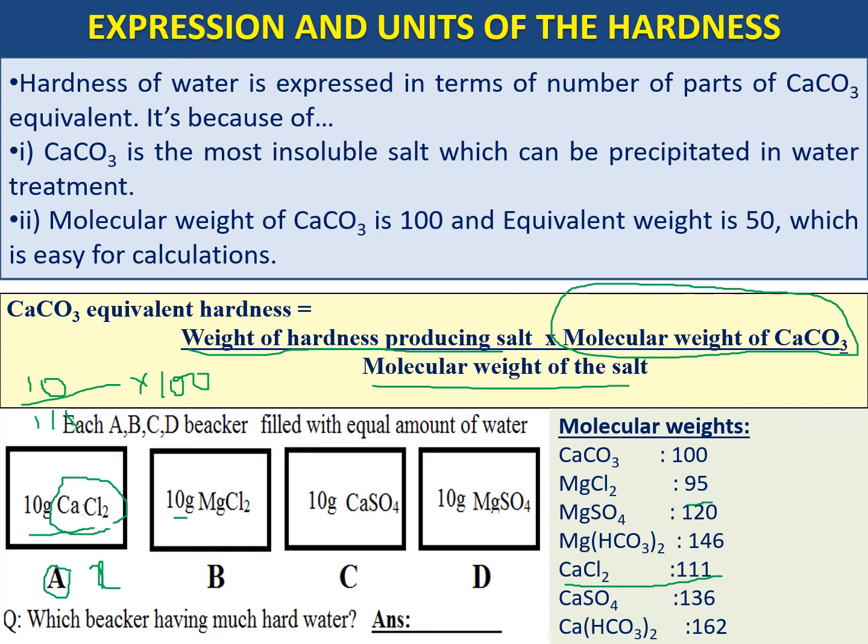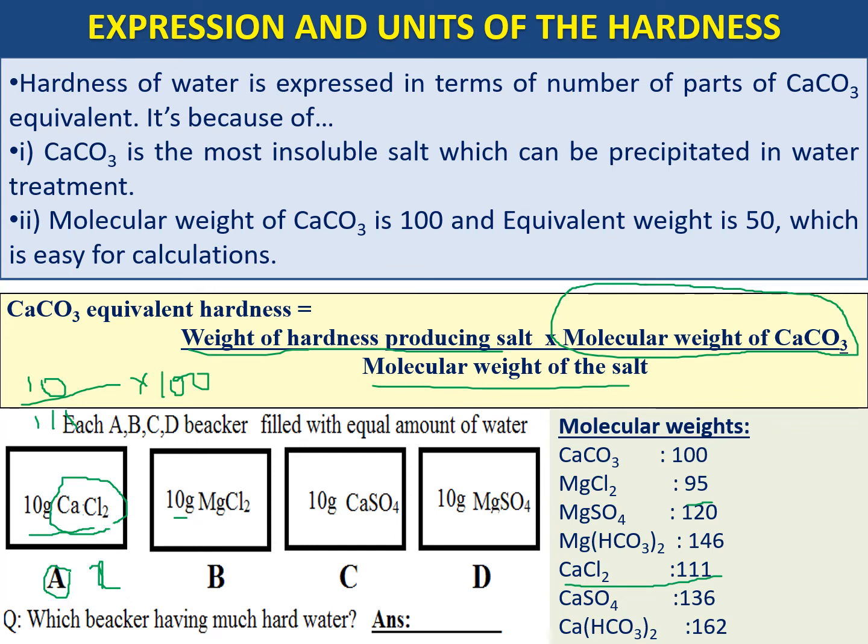So you need to convert the hardness of different salts into a single salt, that is called CaCO3 equivalent hardness. Why do we have to convert all hardness into CaCO3 hardness? Why take CaCO3 as the reference? For calculation purposes, its molecular weight is 100, so it is very easy to calculate. And next, in the experimental session, CaCO3 is the most insoluble salt in water, so the total amount of CaCO3 can be easily removed from the water. These two are the reasons for taking CaCO3 as the reference compound.